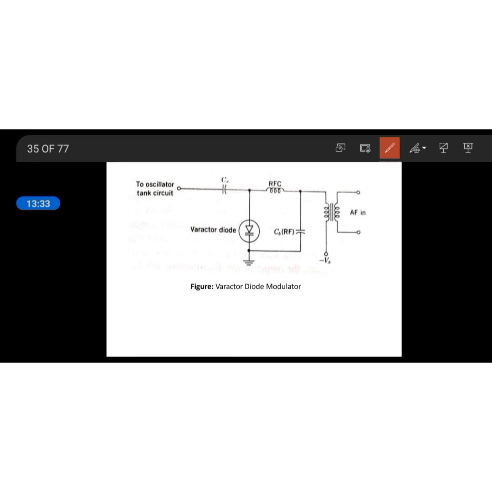So from this equation, omega i is 1 by root of L0 into C0 plus CD, where CD is K into V0 plus Vm of t, the whole power minus 1 by 2. So the instantaneous frequency depends upon the voltage of the varactor diode.